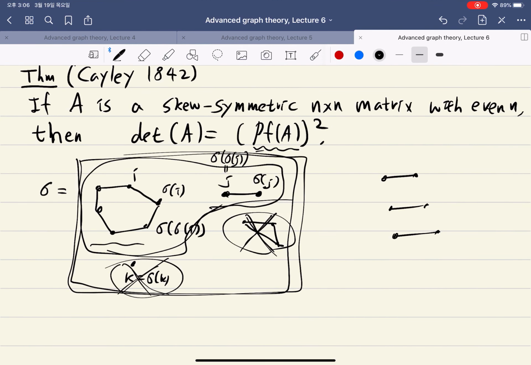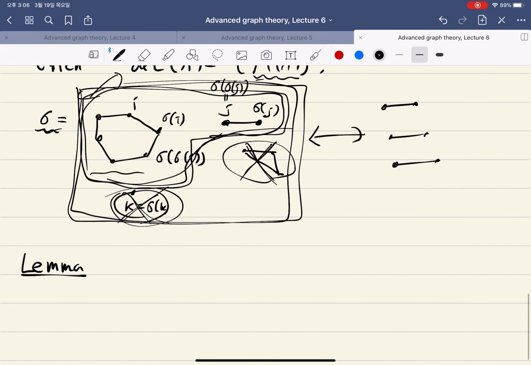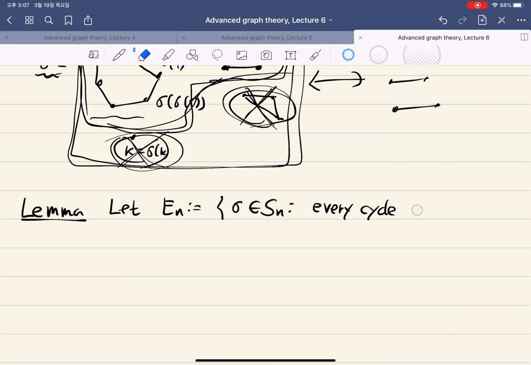And then we want to somehow connect that M and M prime with this permutation, where the determinant is a sum over all permutations. It sums up some terms over all permutations. So we want to make some connection between those two. For that, let's first consider the specific type of permutation which doesn't contain any fixed point and doesn't contain any odd cycle. So let E sub n be the collection of all permutations so that every cycle of sigma has even length.